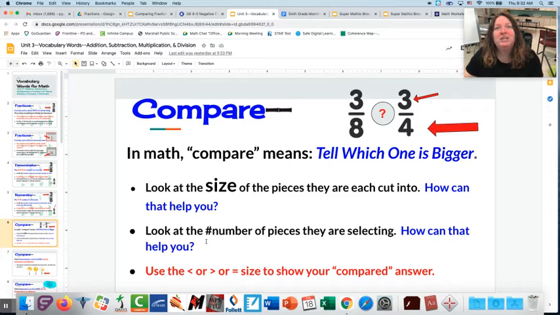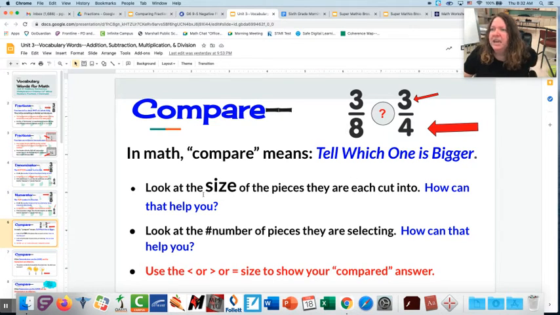Now, we're going to try to compare fractions. That means we're going to tell which one is bigger and which one is smaller. The word compare in math means tell which one is bigger. The word compare, like in reading, means tell how two things are alike. That's not how we use it in math. We use it in math to say which one's bigger or more, which one's smaller or less.